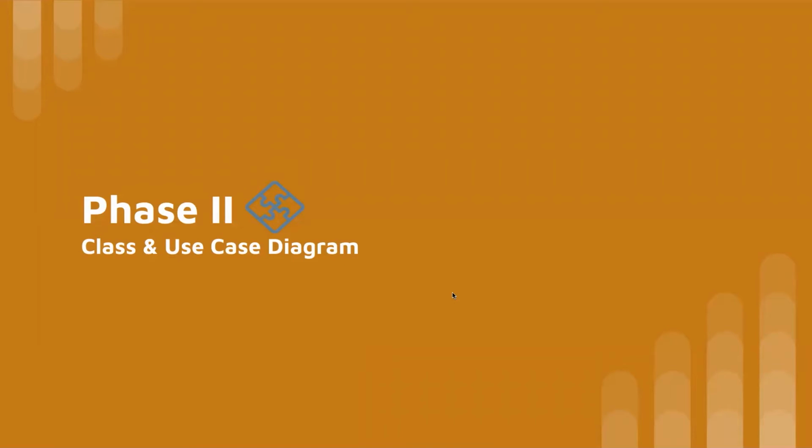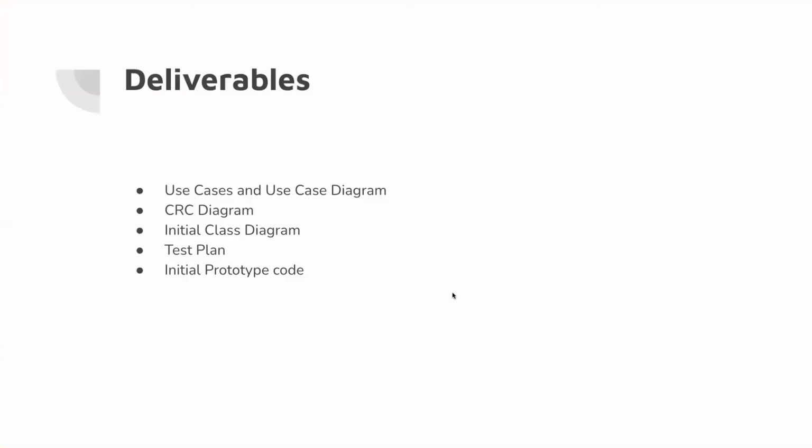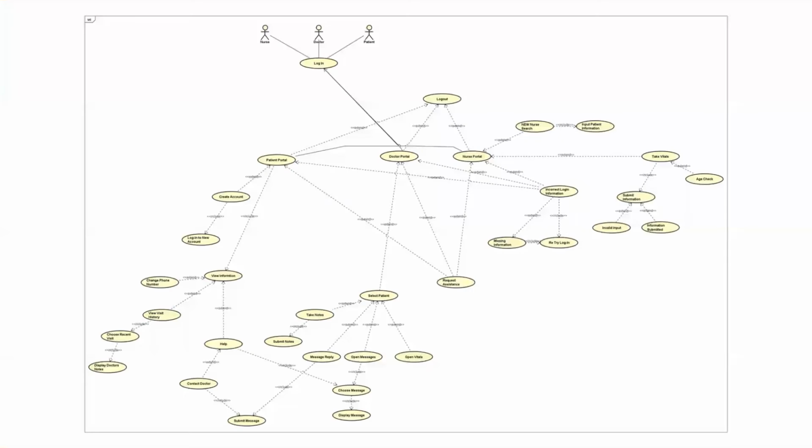Hello, my name is Tanish, and this is the Phase 2 summary. In Phase 2, we had these deliverables: use case diagrams, CRC diagram, initial class diagram, test plan, and initial prototype code. Here, we have the use case diagram that we created for Phase 2.